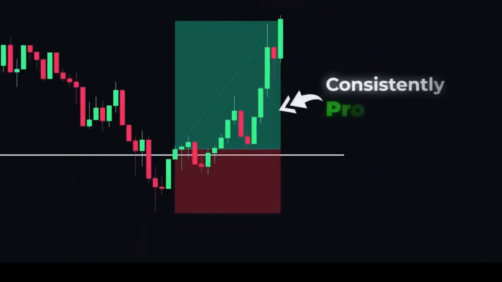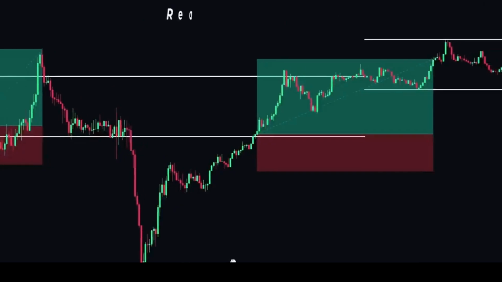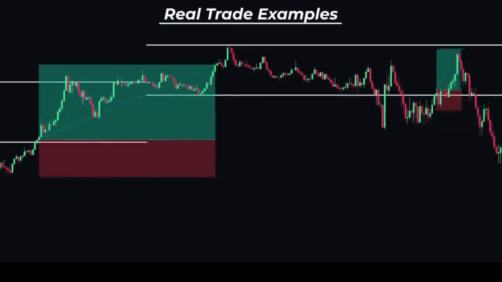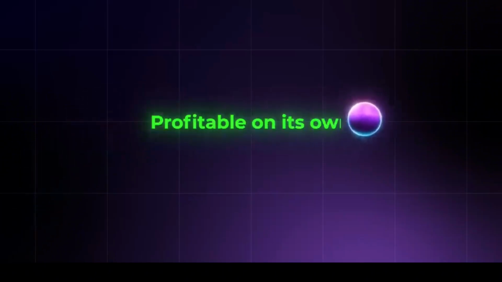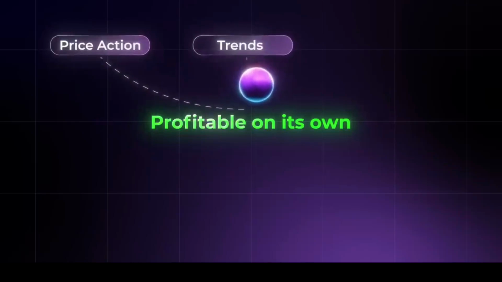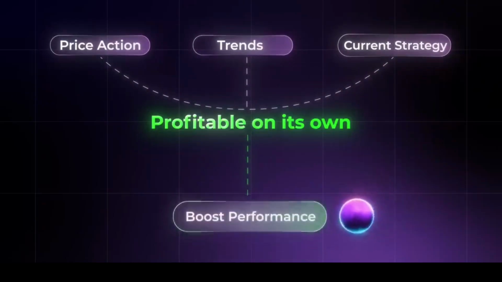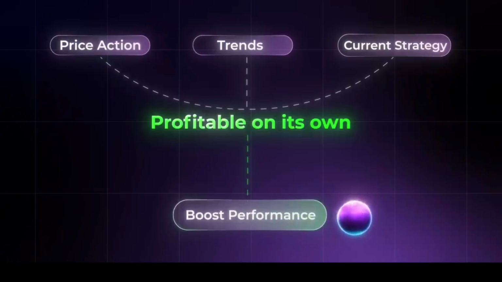Now, to prove that this strategy is consistently profitable, I'll also show you some real trade examples on popular markets like crypto, forex, and gold. What's great about this strategy is even though it's profitable on its own, you can still combine it with other systems like price action, trends, or even your current strategy to instantly boost its performance. That's why adding this to your toolbox could be a huge game changer for your trading.